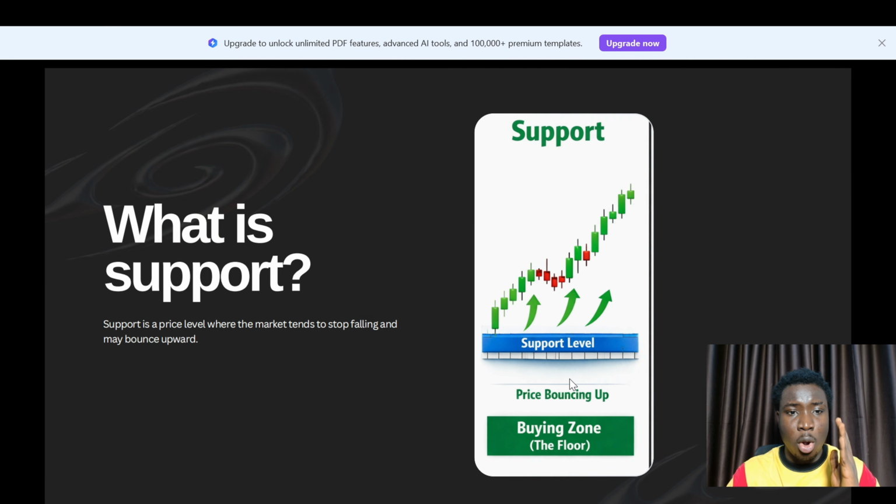which brings us to what is support. All right, support is a price level where the market tends to stop falling and may bounce upward. Now this is an area, all right, we're going to get into the chart, but I want you to understand the normal simple definition so you know what it means. All right, so this is just an illustration here. Price bouncing up, buying zone, the floor. It's just like a floor. It is a strong area that prevents the market from going downward continually.